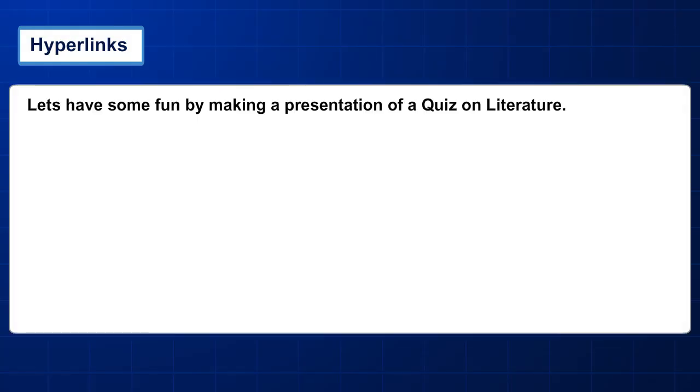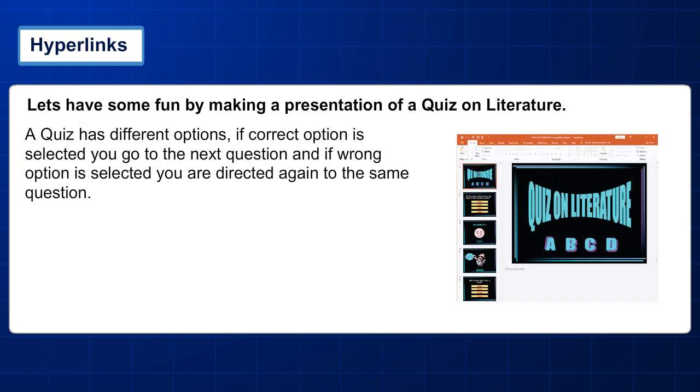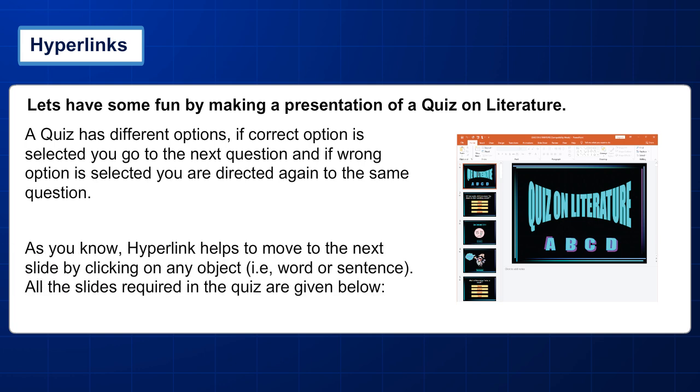Let's have some fun by making a presentation of a quiz on literature. A quiz has different options. If the correct option is selected, you go to the next question, and if a wrong option is selected, you are directed again to the same question. As you know, hyperlink helps to move to the next slide by clicking on any object, that is, word or sentence. All the slides required in the quiz are given below.